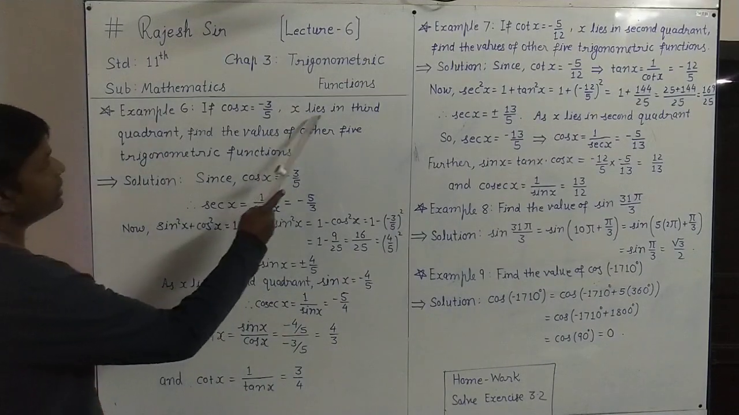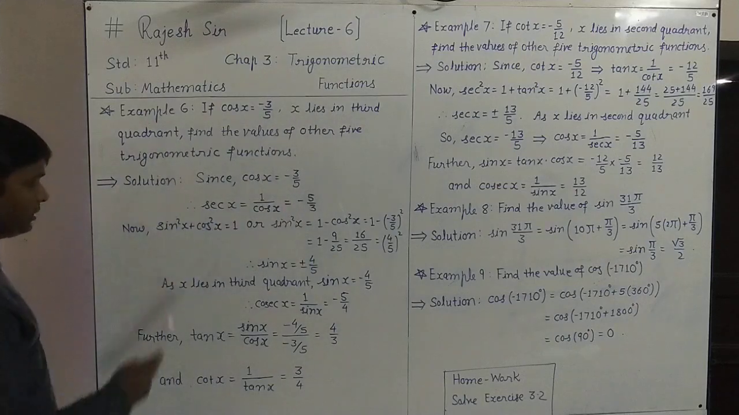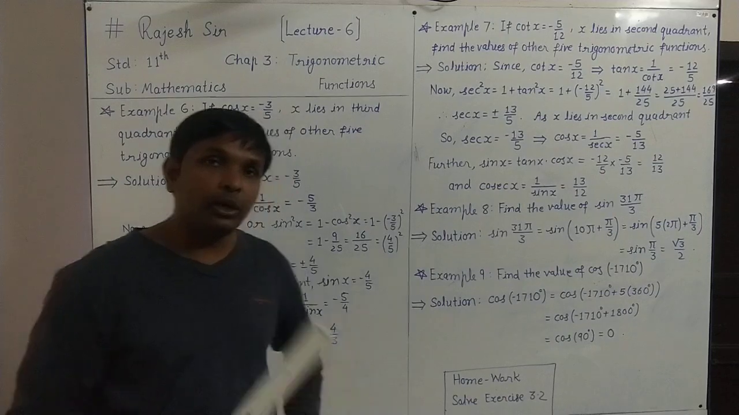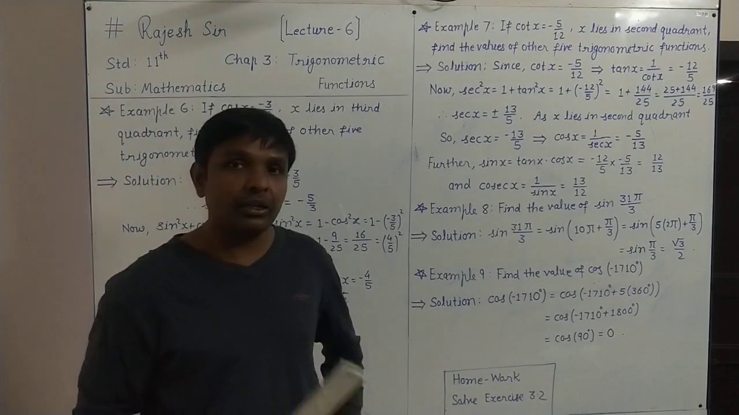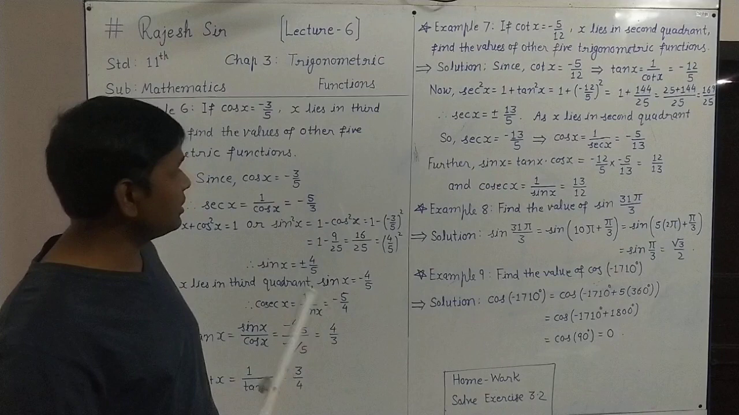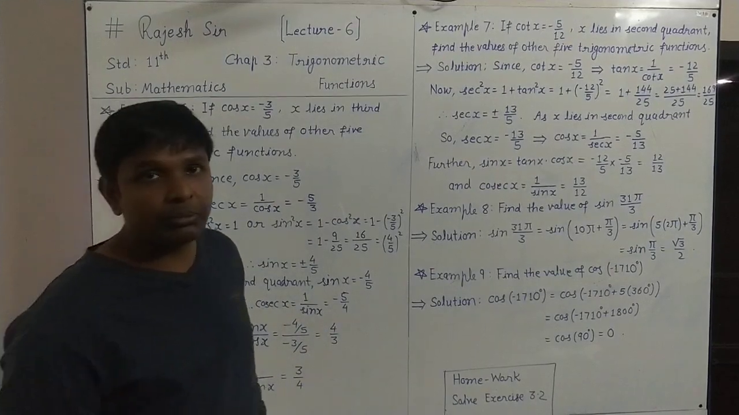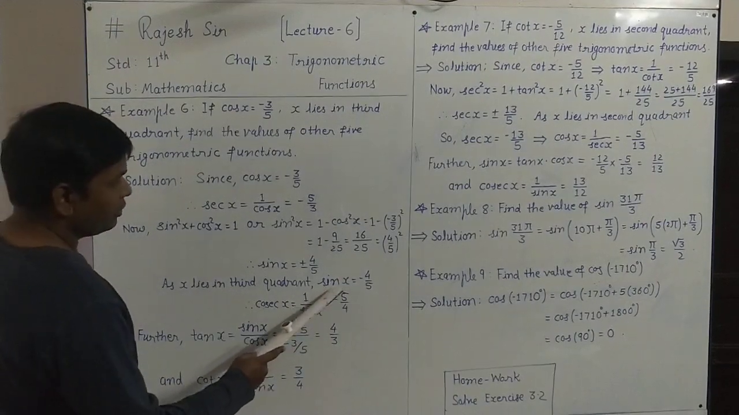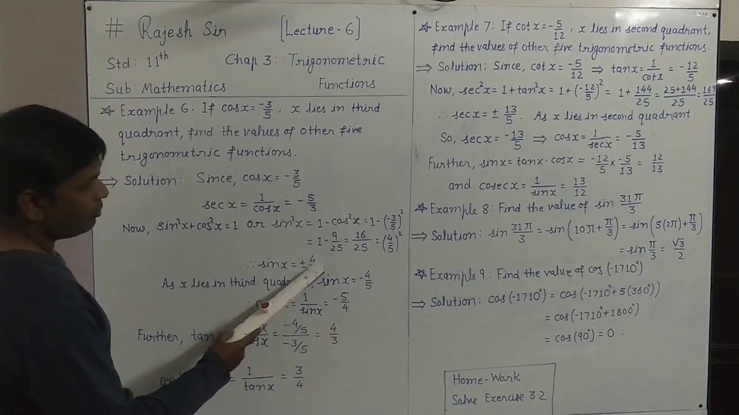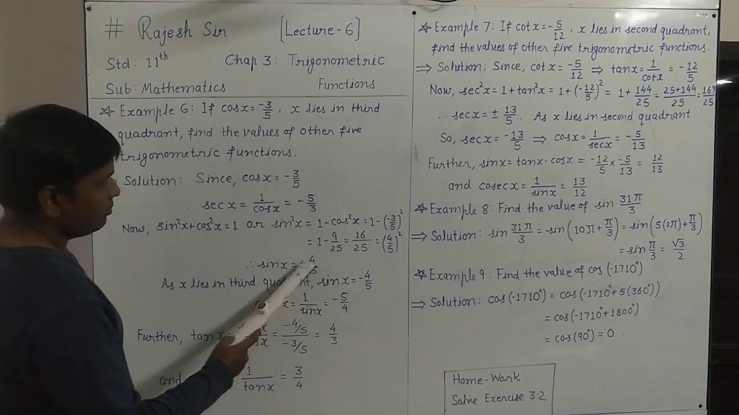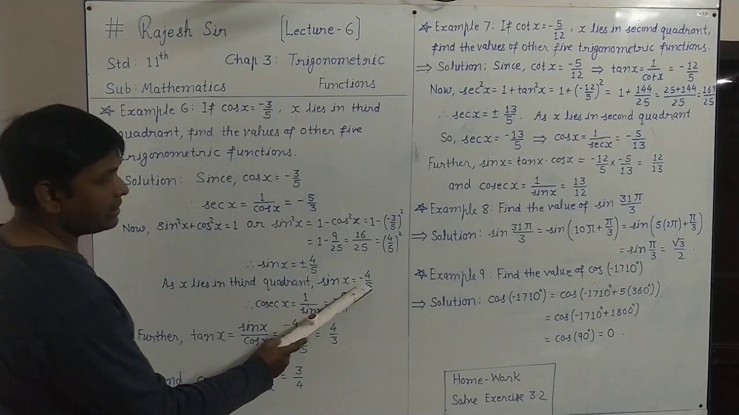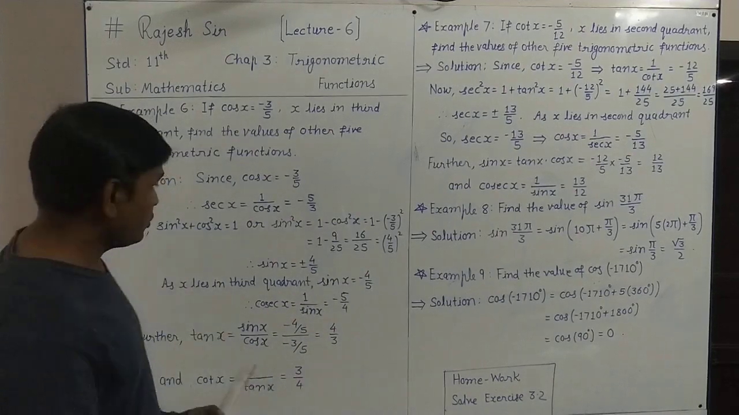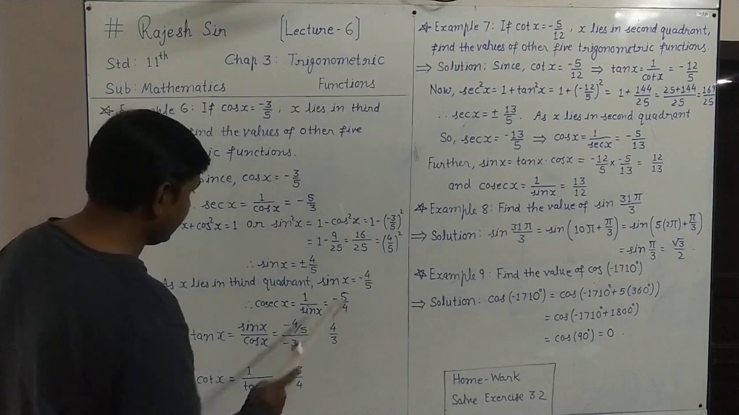We have to decide the plus or minus sign, because what is given in the question is that x lies in the third quadrant. In the third quadrant, by the ASTC rule that we have seen in the last lecture, only tan is positive and the others are negative. So the sign is minus. So we have to take sin x equals 4 by 5 with the minus sign, because in the third quadrant sin is negative. So minus 4 by 5 is the sin x value.